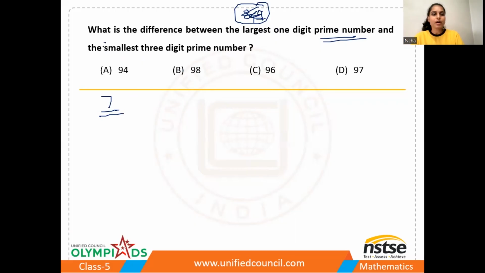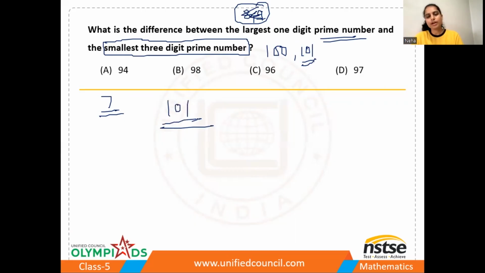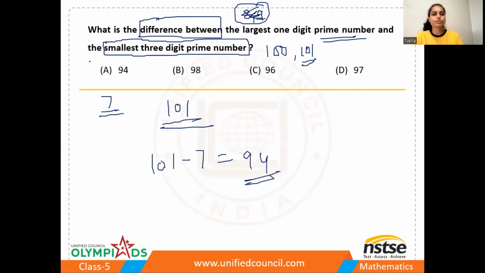Okay, and now I need the smallest three-digit prime number. So the smallest three-digit number is 100. Yeah, but 100 is not a prime number. Okay, then 101. Yes, 101 is a prime number. So I can say that the smallest three-digit prime number is 101. What we have to find out here? The difference, right? So the difference is 101 minus 7, which is equal to 94. So yes, option A is the right answer.